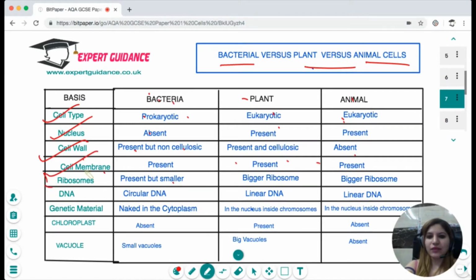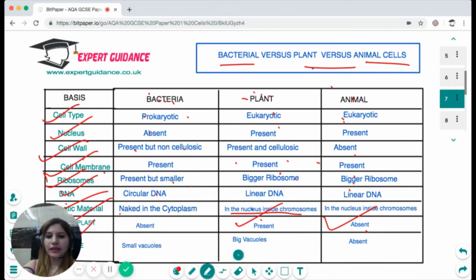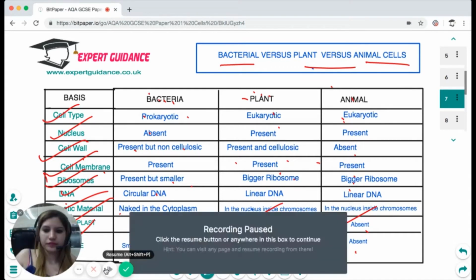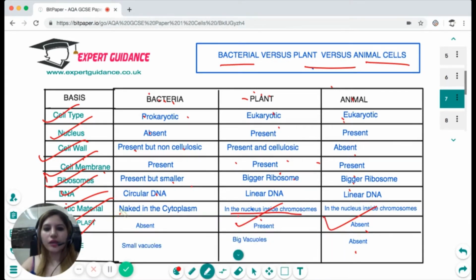In bacteria, ribosomes are smaller, but in plant and animal cells they're bigger. DNA is circular in bacteria but linear in plant and animal cells. The genetic material in bacteria is naked, found in the cytoplasm. In plants, it is in the nucleus inside the chromosome, and same in animals. The chloroplast is absent in bacteria and animal cells but present in the plant cell, and the vacuoles are small in bacteria, absent in the animal cell but present in the plant cell. Okay, so I hope the similarities and differences between bacteria, plant, and animal cells are clear to you.